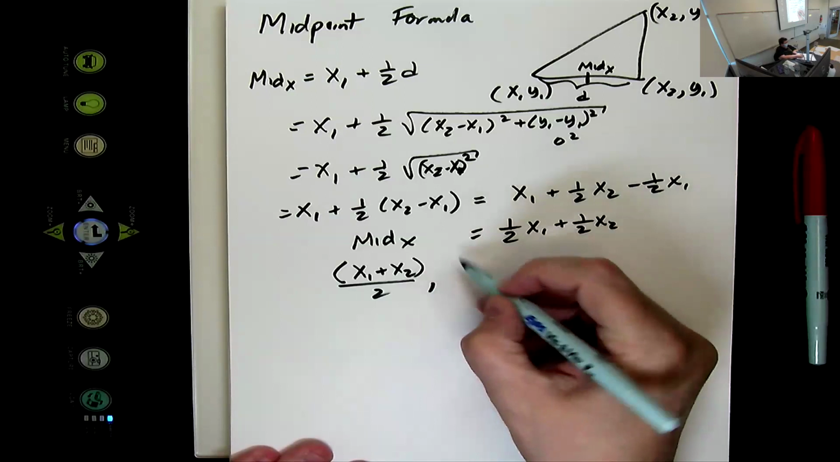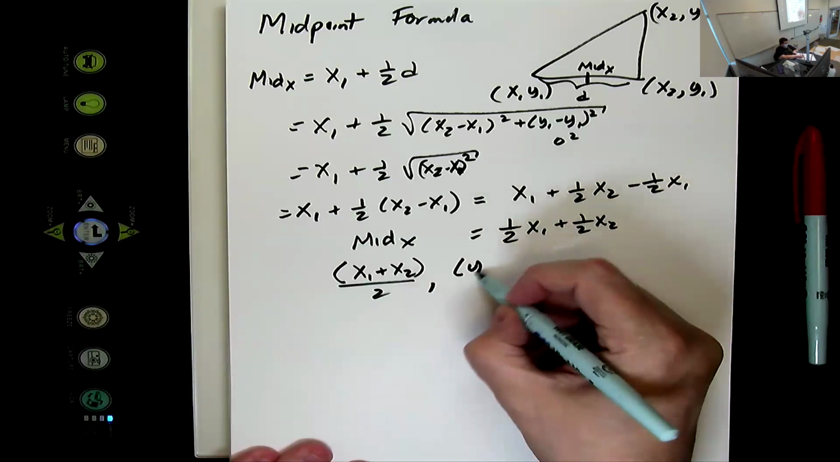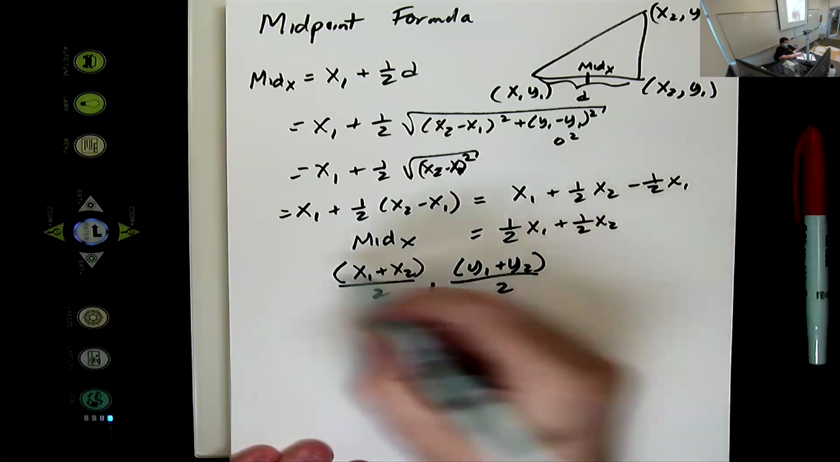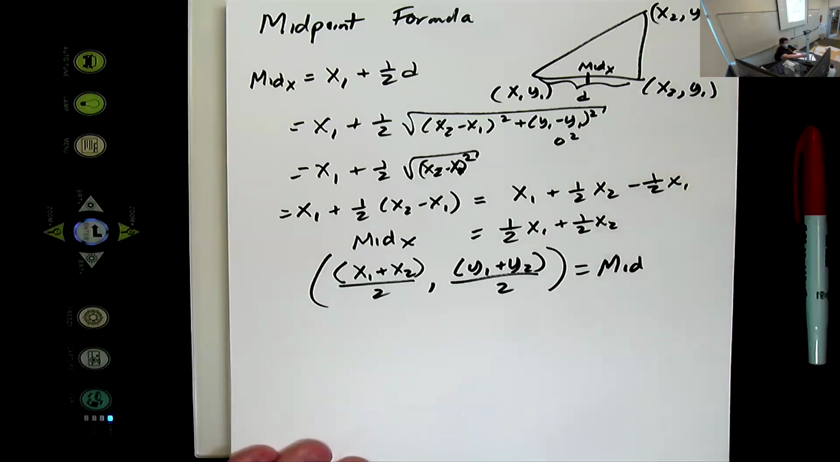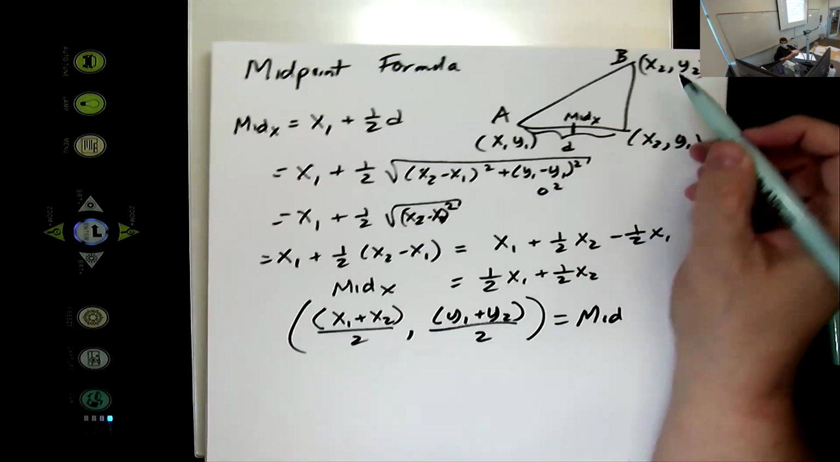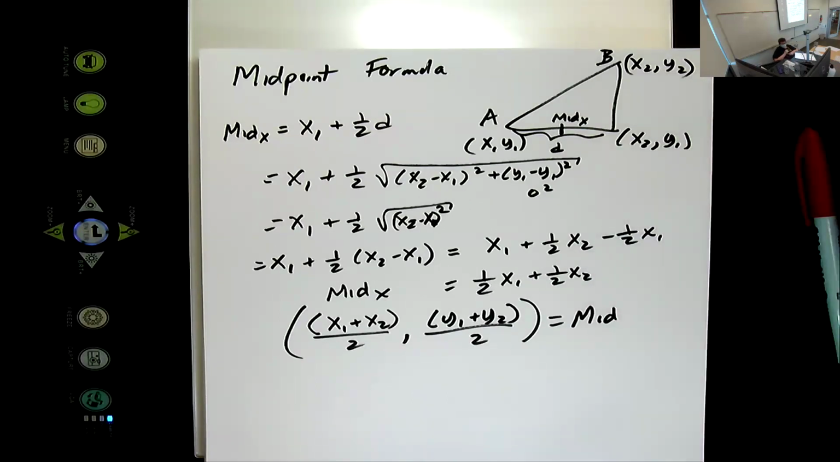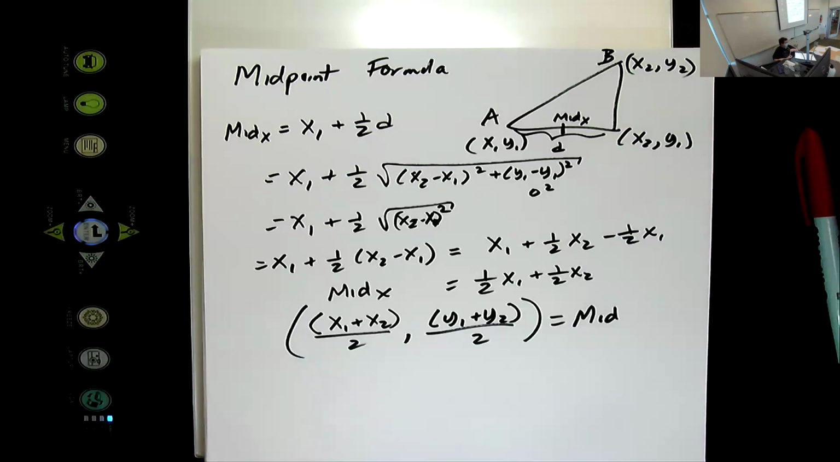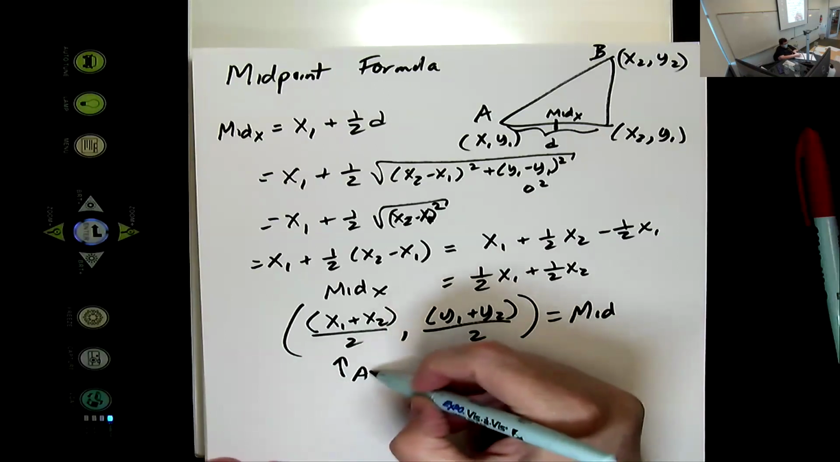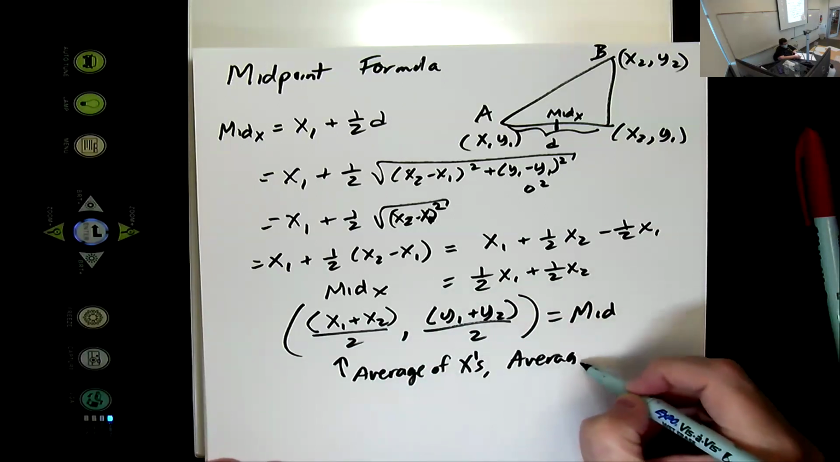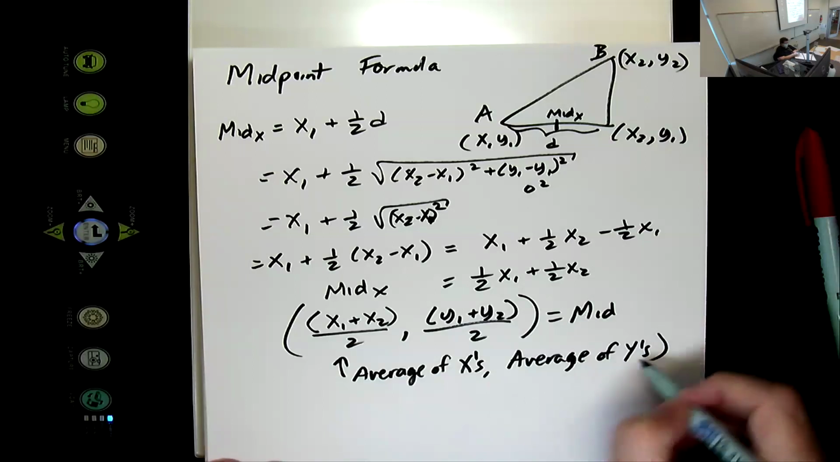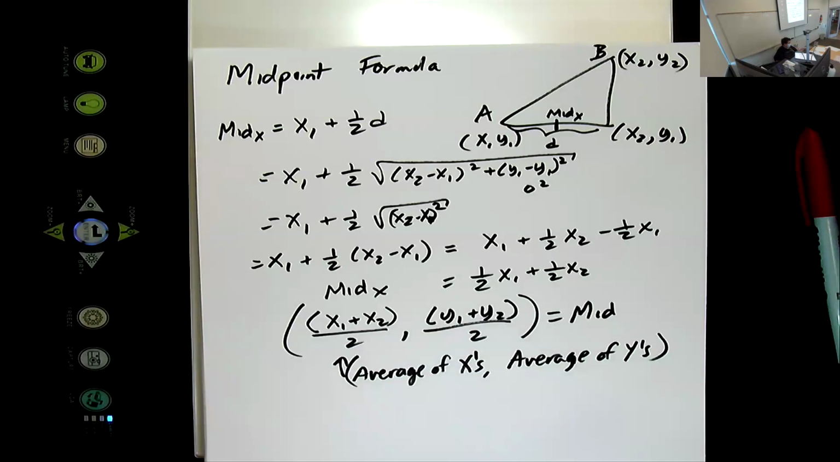The Y isn't any different. We're just changing the letters from X to Y. So that is the midpoint from A to B, from X1, Y1 to X2, Y2. That's a derivation of it. You don't need to derive it. Just memorize it. It's the average of the 2 points. It's the average of the X's, average of the Y's. If you remember how average works, this is really easy to remember.